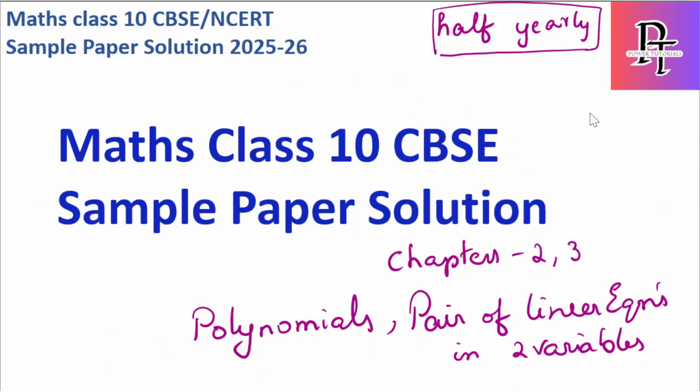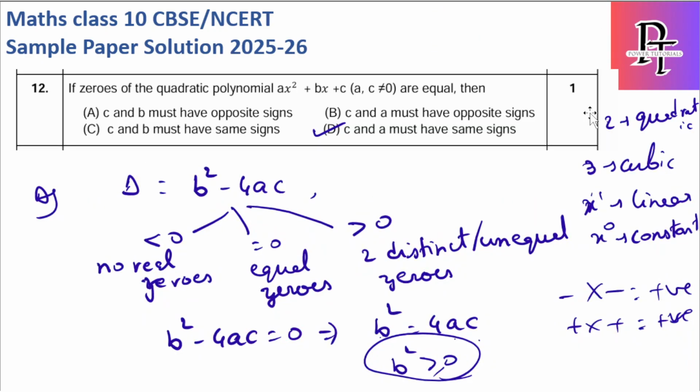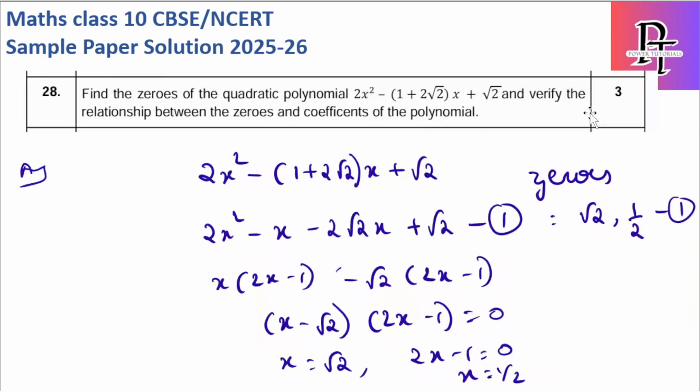And chapters 2 and 3 we covered in yesterday's live session around 10 p.m. That I also uploaded, so you will mostly find that video in the live section by this evening. Chapter 2 is polynomials and chapter 3 is pair of linear equations in two variables. I have covered those in detail, not only the question solutions but also the concept behind them.